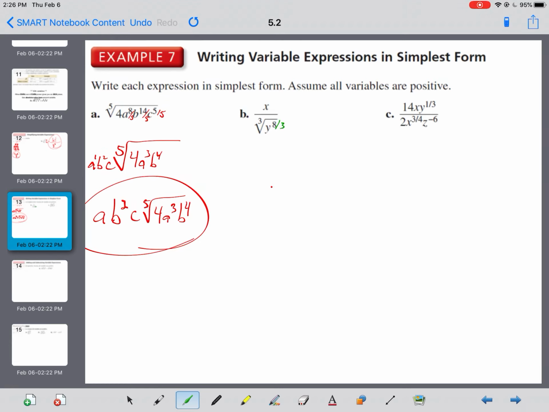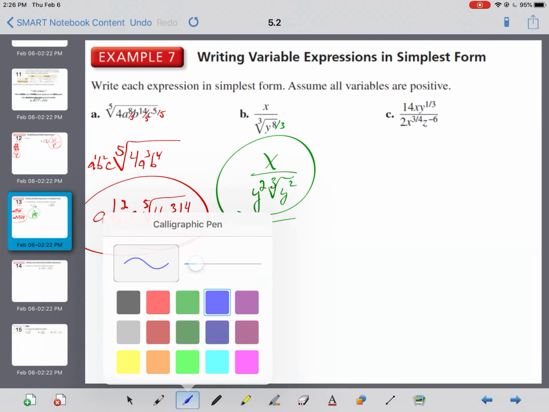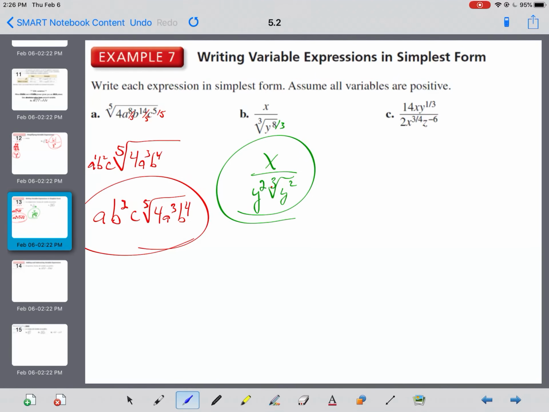X divided by y, so we're going to divide by 3. It's an odd root, so we don't have to worry about the bars. The x stays on top. Some y gets to come out. 3 goes into 8 twice. Third root of y with 2 left over. And then c, 2 goes into 14 7 times, so that's done.